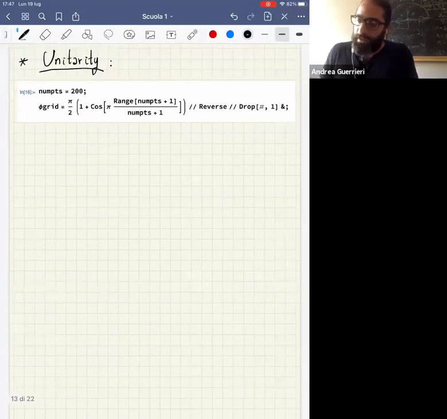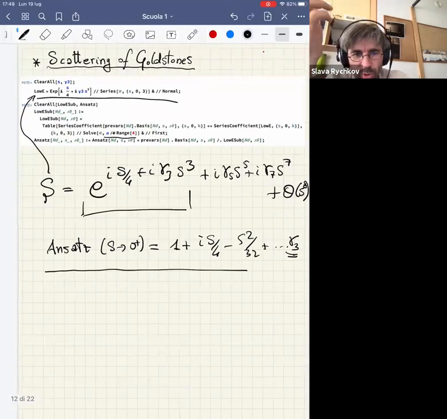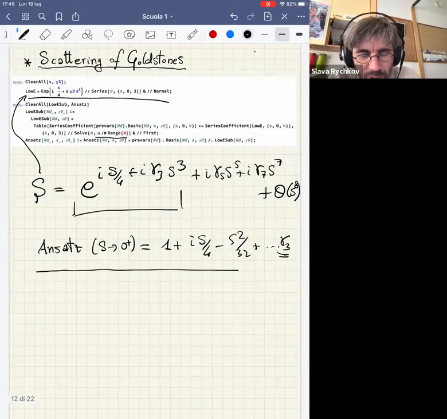I'm sorry, it's an ansatz for what? I didn't understand. Why is this an ansatz? Why is the original function of s not an ansatz? Why is what you call an expansion an ansatz, but the function itself is not?